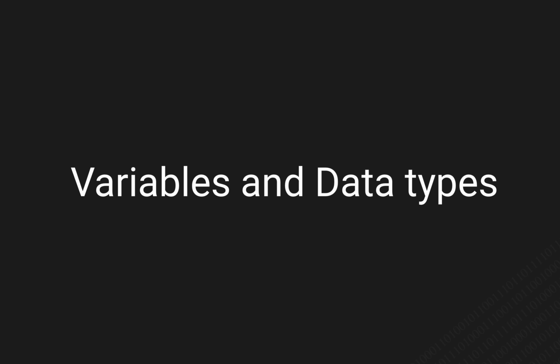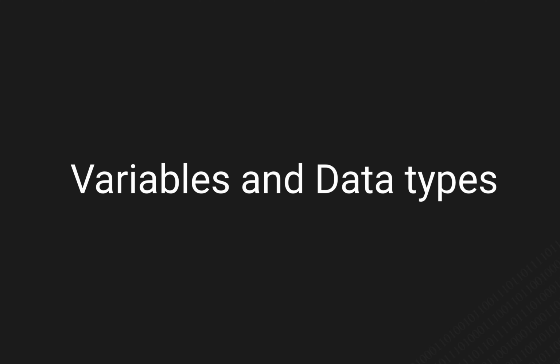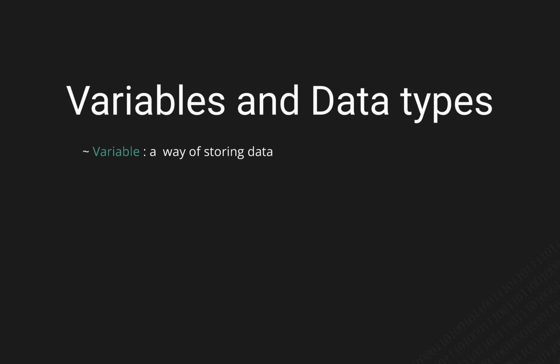Hi, let's talk about variables and data types. In this lesson, we will be talking about variables and data types in Python. Variables are a way to store data, and data types, on the other hand, define the kind of data that can be stored in a variable.